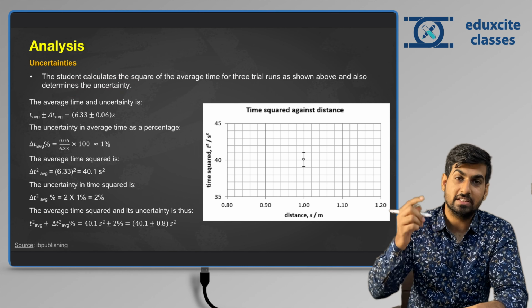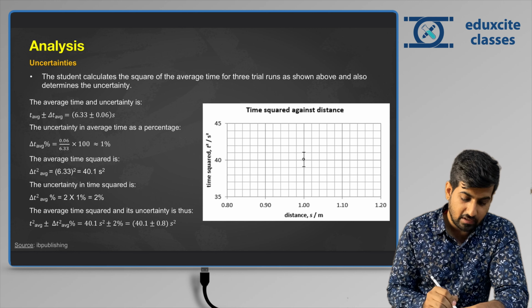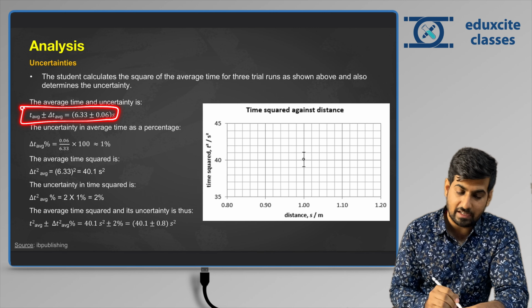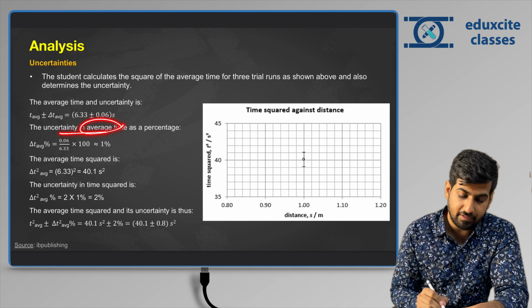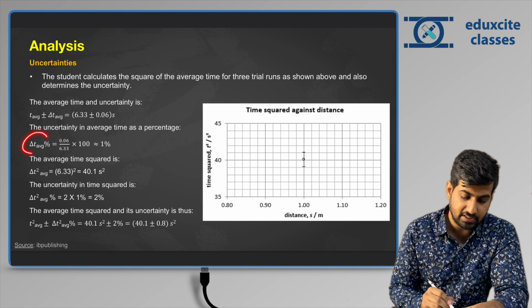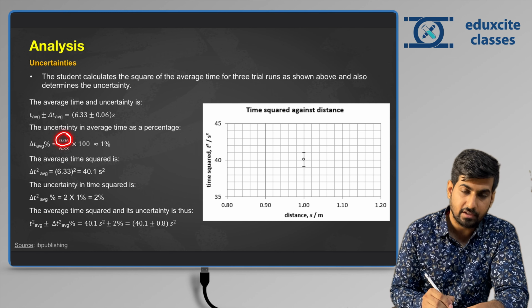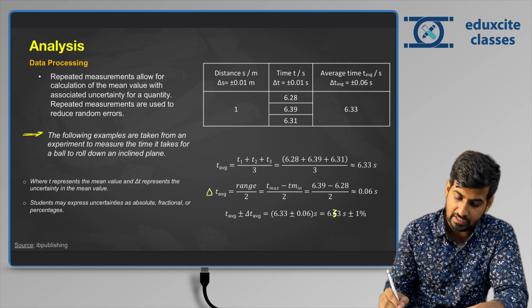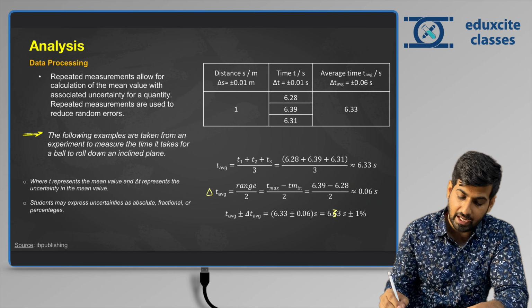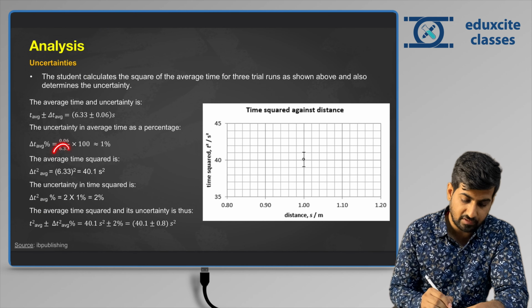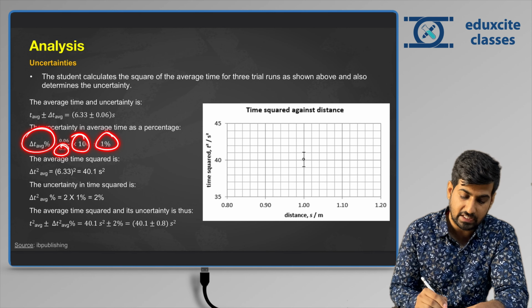Now how will we measure that uncertainty? Look here. This we have got from the previous slide. Uncertainty in average time as a percentage, as I mentioned, will be the uncertainty upon the actual value. I repeat, uncertainty, that is the range that you have got, divided by the actual average value 6.33, into 100, you will get in percentage, that is 1%.